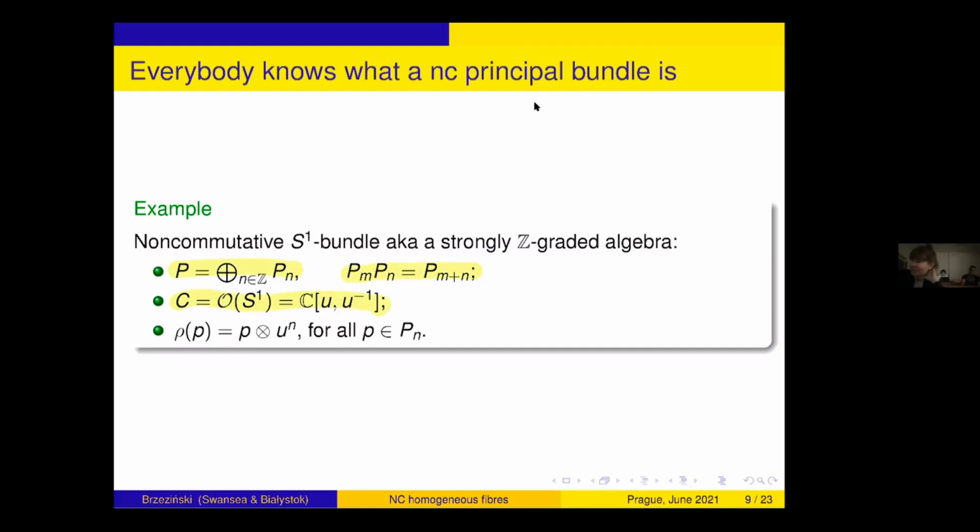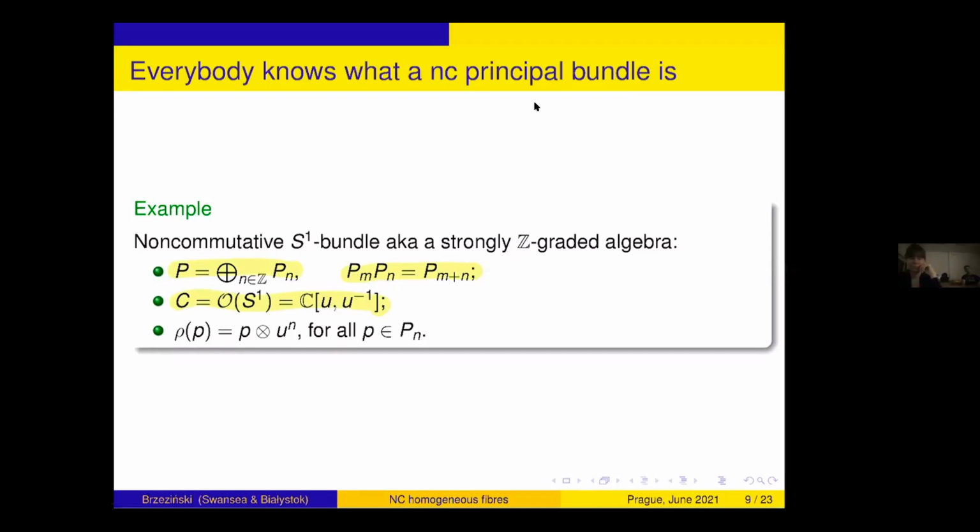Hey, Tomasz, can I just ask a quick question? Yeah. In your definition of strongly graded, do you require any compatibility between P_n and P_minus_n? Is there a star involved here or anything like that? No. If you want to do star algebra and C-star algebra operator stuff, then you would require this. But I'm working purely algebraically. I will mention the star later on, I think, or maybe not. I don't remember now. But in principle, we don't assume compatibility.